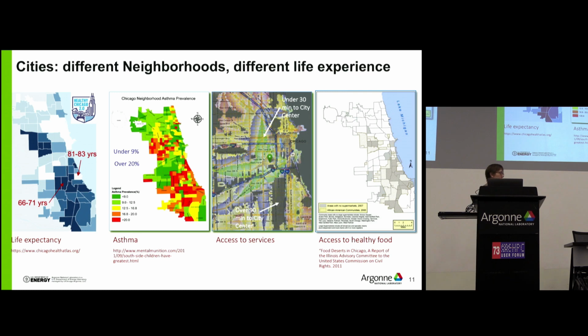So why do you want to put nodes everywhere around the city? Well, in the city of Chicago, and I think you can get similar data from many other cities, but this is a Chicago project, so it's very Chicago-centric. There's very different life experience depending where you live in the city of Chicago. So life expectancy varies dramatically in different regions of the city. Rates of asthma differ dramatically. Access to services, so this gives you some idea.